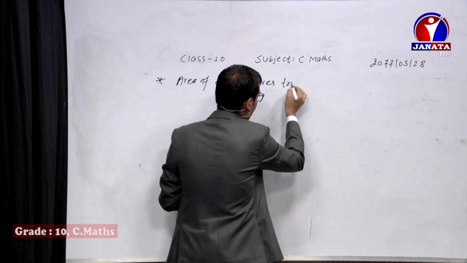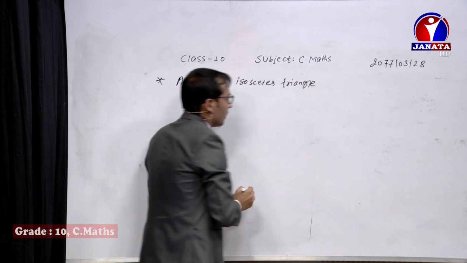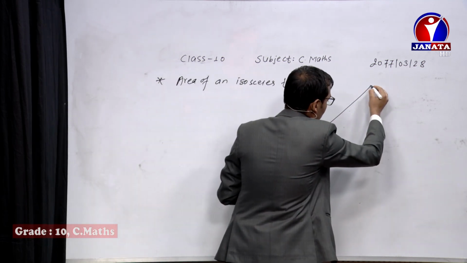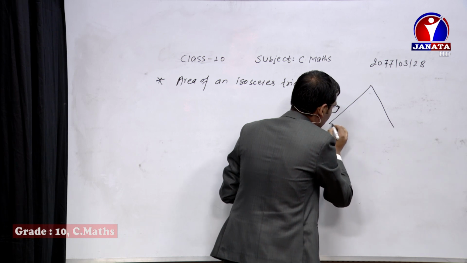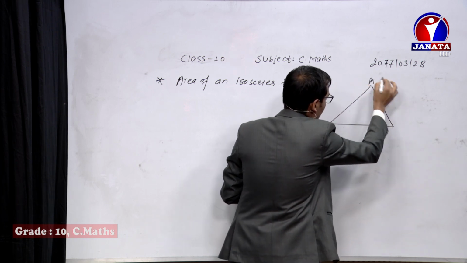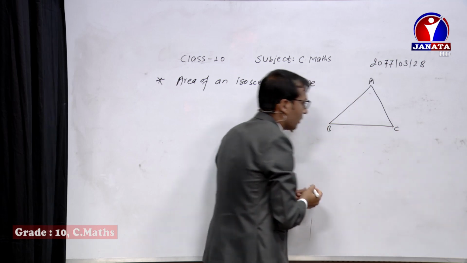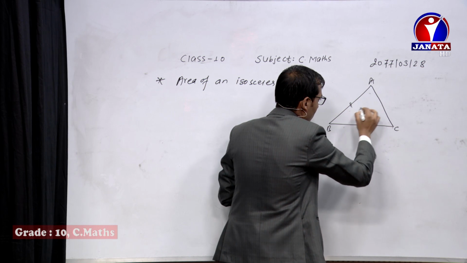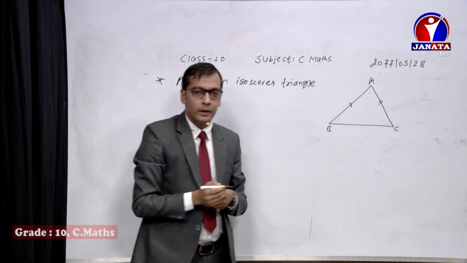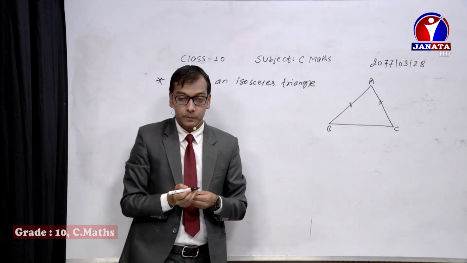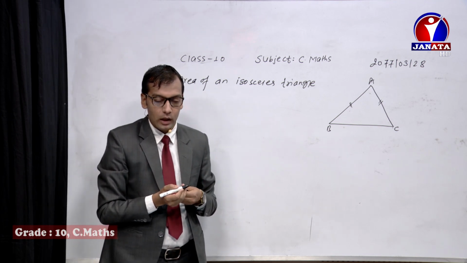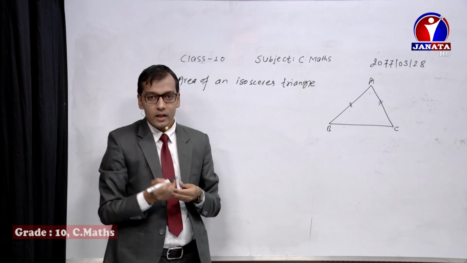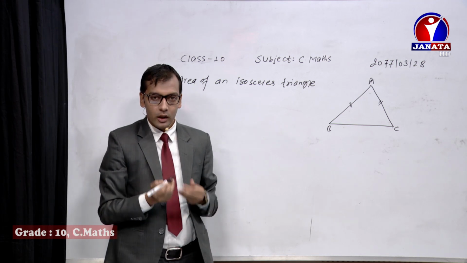Isosceles triangle. Let's draw a triangle here. So in an isosceles triangle, let me give a name to the triangle. ABC is an isosceles triangle. In an isosceles triangle, any two sides are equal, and we know there are some special features of an isosceles triangle. Two sides are equal and the base angles are also equal.